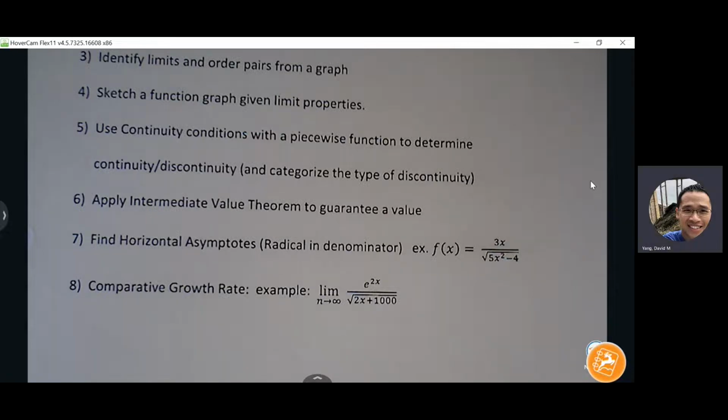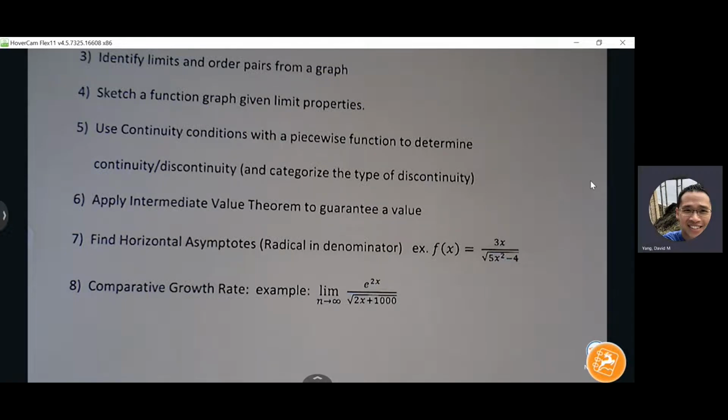3 over 5. Close. 3 over 2.5... square root of 5. So we have to keep that square root in our ratio. Right? So that's one of them. What's the other horizontal asymptote? Yeah, -3 over square root of 5. So there's only 2.